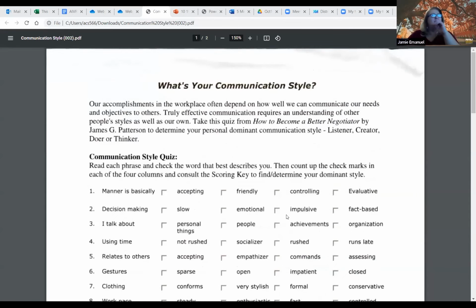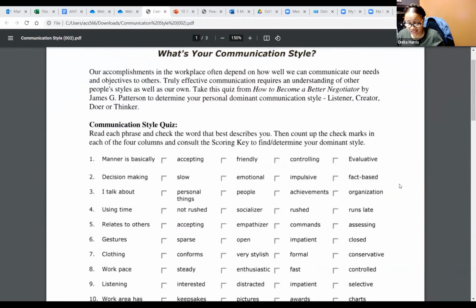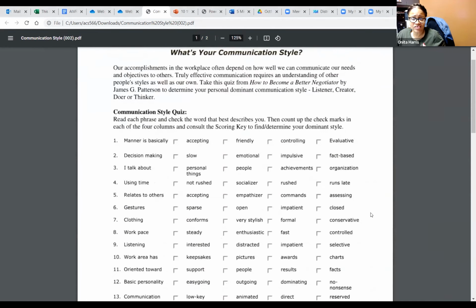Is that what you intended, Onita? Is that what you intended for us to complete? Yeah, just to look at it. The purpose of it is that it tells you the types of styles, and gives the person an idea of what type of communication style they may have, so they can think about that when they're interacting with their applicants and consumers.